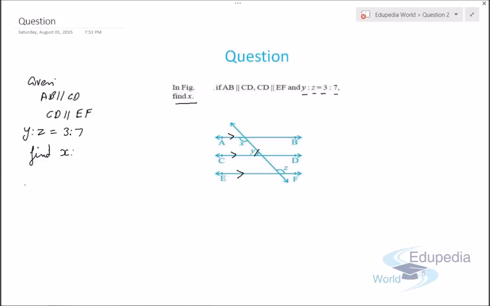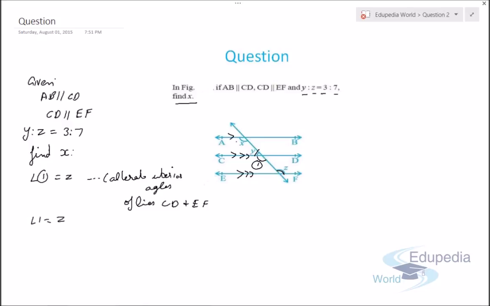If we see the figure very carefully, these two lines are parallel. So this angle should be equal to z. Let's say it's angle 1. So angle 1 equals z. Why? They are alternate interior angles of lines CD and EF. So angle 1 is z.